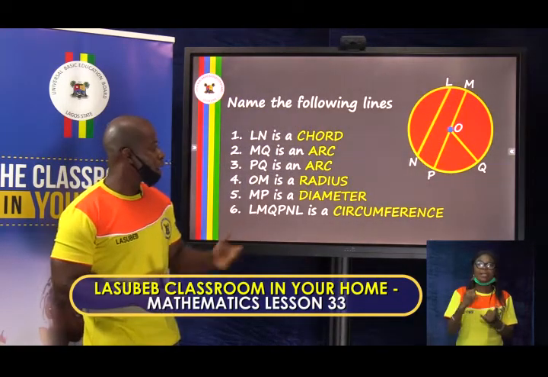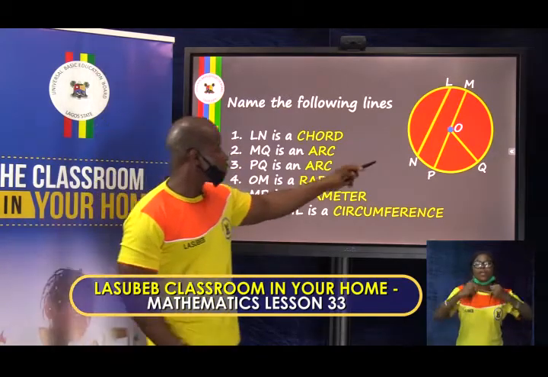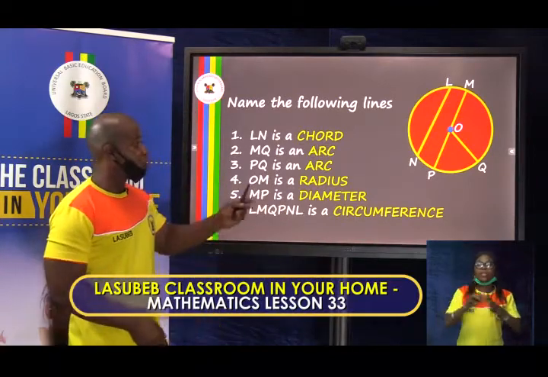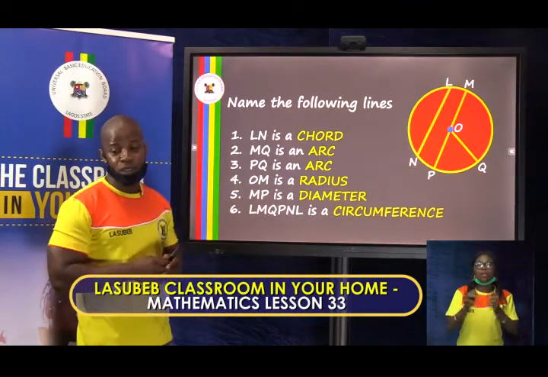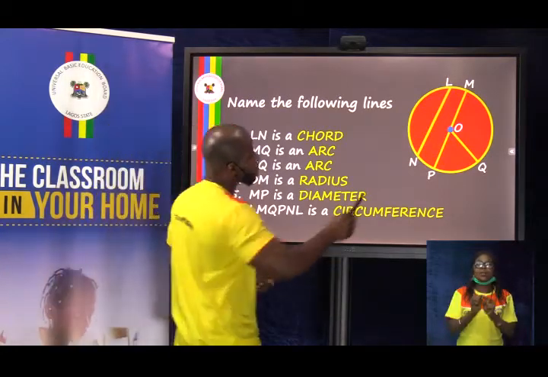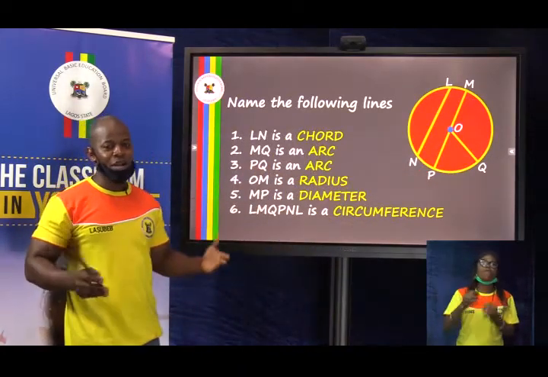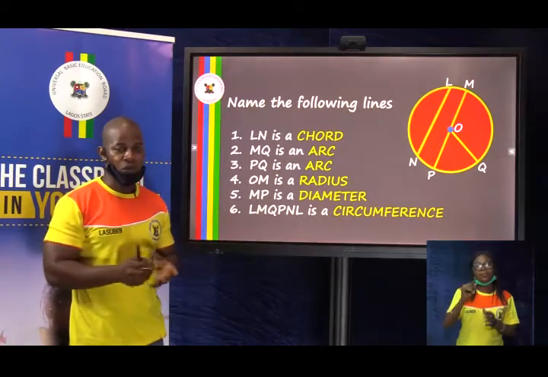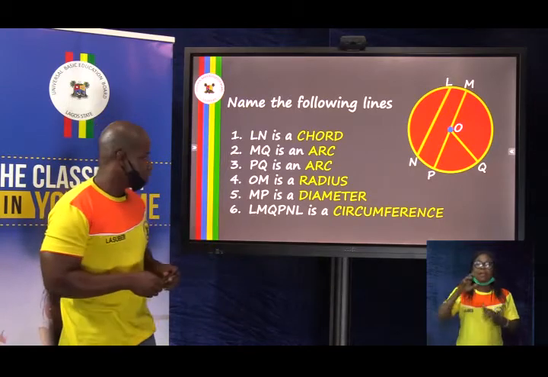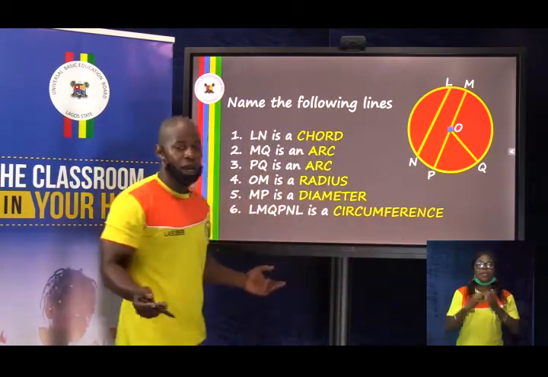In the last lesson, you were asked to name the following lines. So LN is a straight line that joins L to N, and that is a chord. Remember that the chord is a straight line that touches 2 points inside the circle. The next one is MQ. The only line that joins MQ is a curve, and that is an arc. Remember that an arc is a part of the circumference. Circumference has to be closed. Anything less than the circumference is an arc. PQ, the only line that joins P and Q is also an arc.